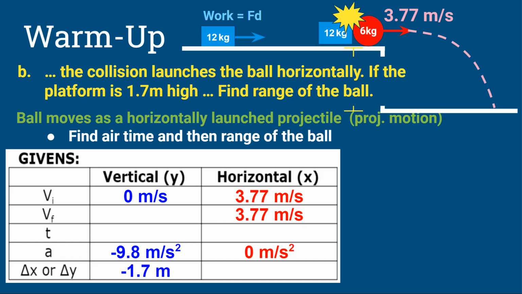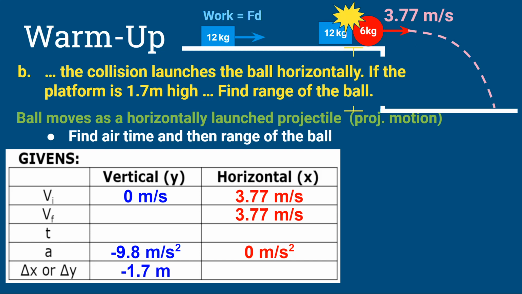You'll notice I've already filled in my table. Whenever we deal with a projectile, as a reminder, you do have to keep your horizontal and your vertical data separate. And so I have my initial horizontal velocity as 3.77 meters per second. That's the number we just found a second ago as the velocity when it leaves the collision. So I know that's how fast it's going. It is a horizontal velocity. Vertically, it's not moving. The collision happens and it launches it horizontally. It says that in the question, so my initial vertical velocity is 0.